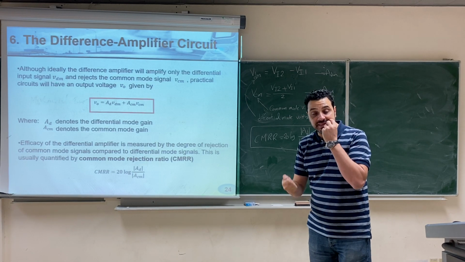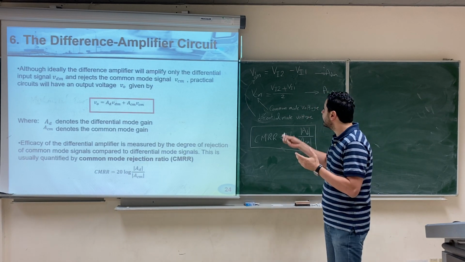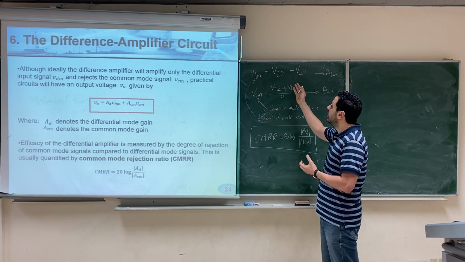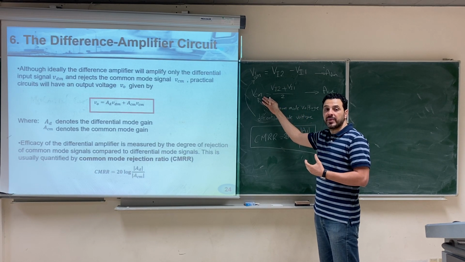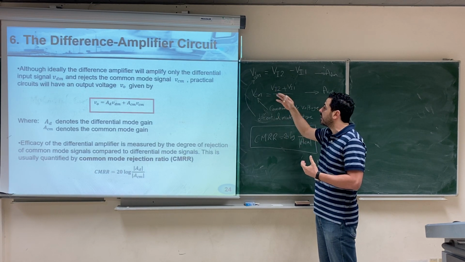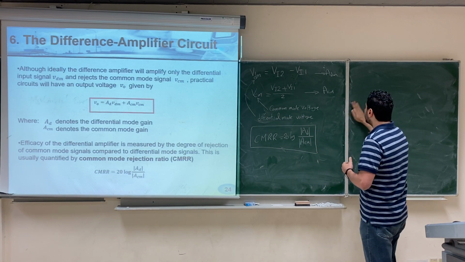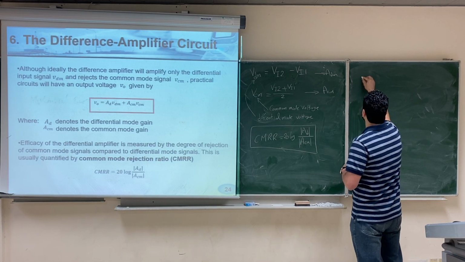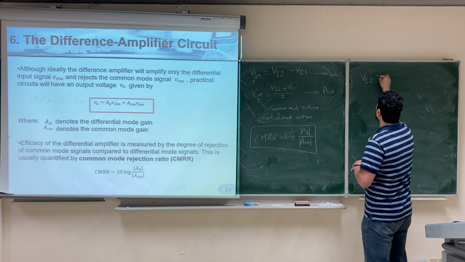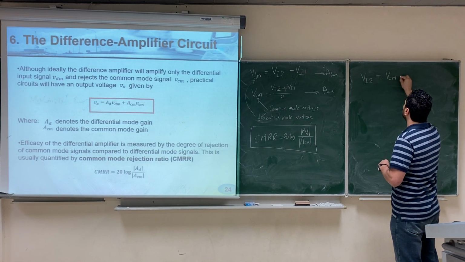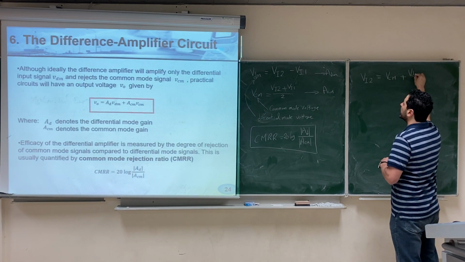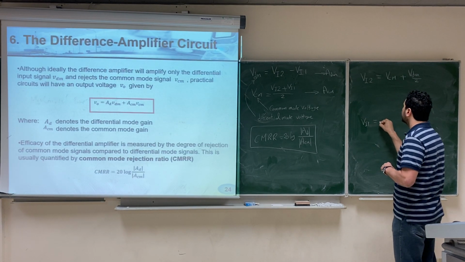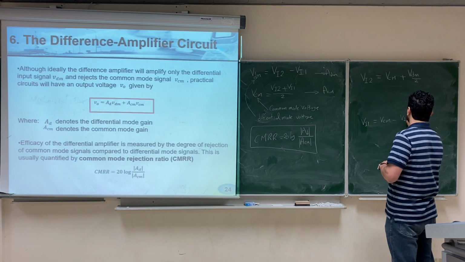Right. In order to analyze a difference amplifier circuit, we need to represent our two sources, V input 1 and V input 2, in terms of the difference voltage and the common mode voltage. So what they do is they represent the two sources as following. They say that V input 2 can be written as V common mode plus V differential mode divided by 2. And they define V input 1 as V common mode minus V differential mode over 2.